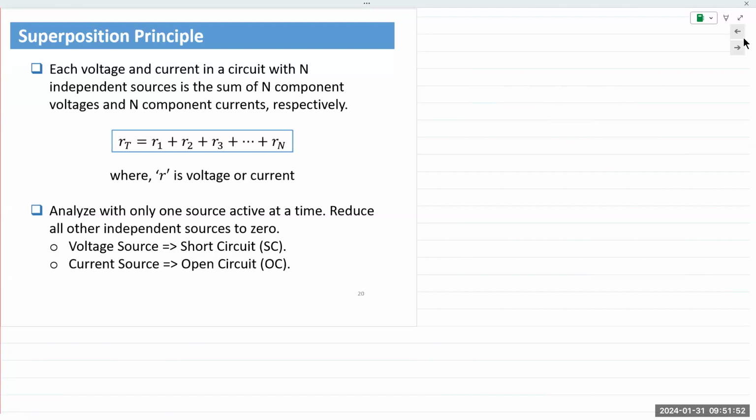If you have 2 sources in the circuit, you break up the circuit into 2 parts. You analyze the circuit for each source acting independently. You find the quantity of interest at that point, which is either the voltage or the current for that particular component. And then you simply add those up together. That would give you the actual voltage or current in that circuit.